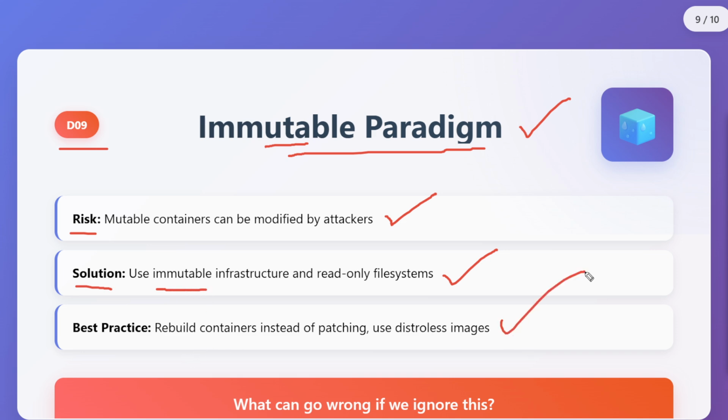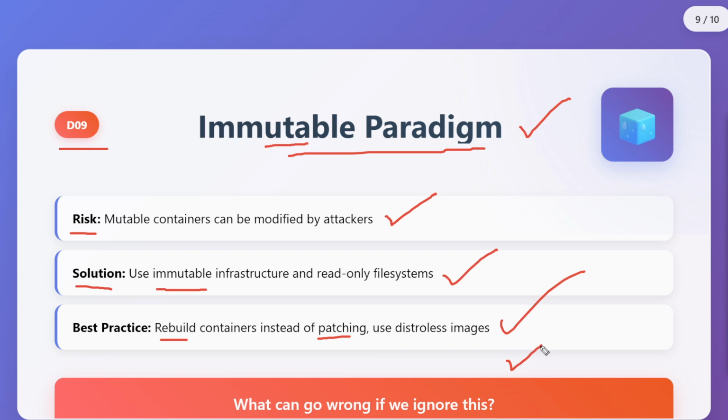Coming to the best practice: rebuild a container instead of patching, and use distroless images. What this means is that instead of patching a live container, we need to rebuild and redeploy that particular container into the environment, and use distroless images that exclude package managers and shells, which reduces the attack surface, basically.